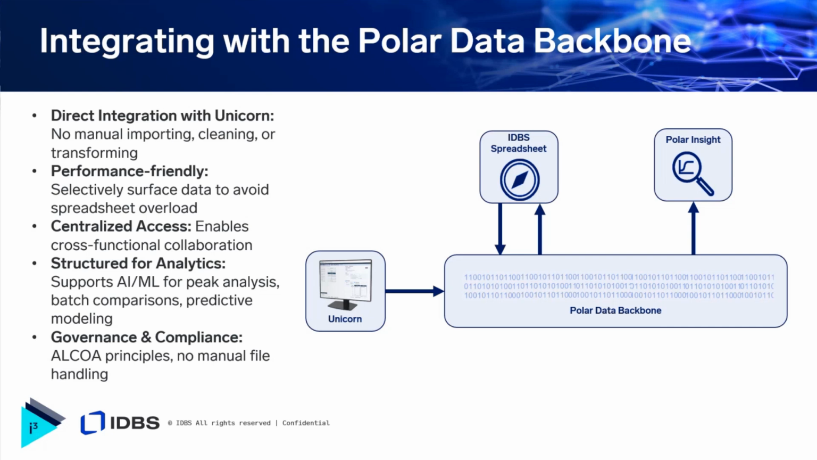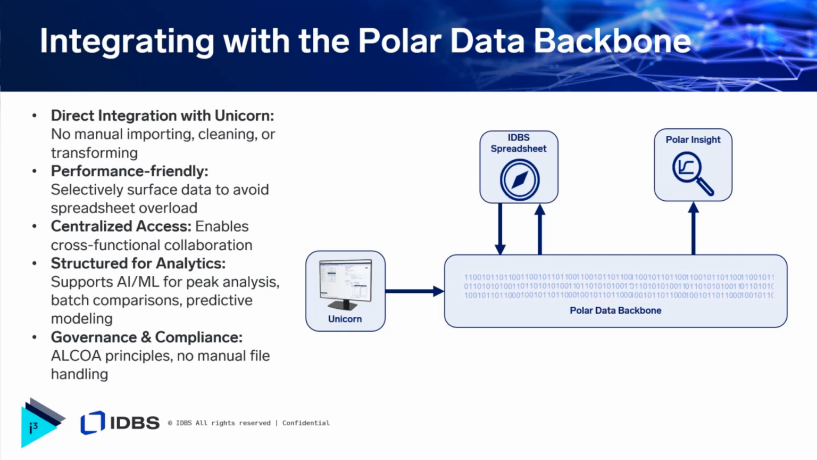Next is centralized permission-based access. So anyone that has access to the data backbone, that has access to this integration, will be able to have their data when they need it and where they want it, to use it for whatever they want it for, whether that's data out through Polar Insight, whether that's data out in a third-party BI tool, they have access to that immediately. It allows for cross-functional collaboration as well, because people can see it without actually having to go to Unicorn, grab that data, and bring it to wherever it needs to be.